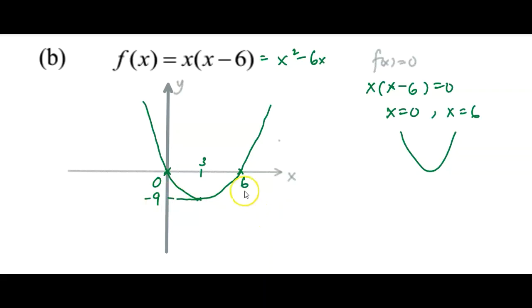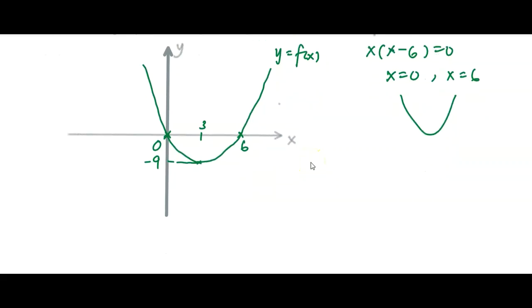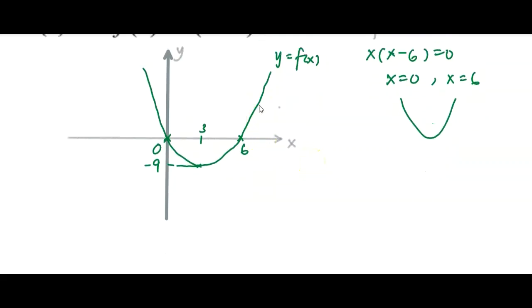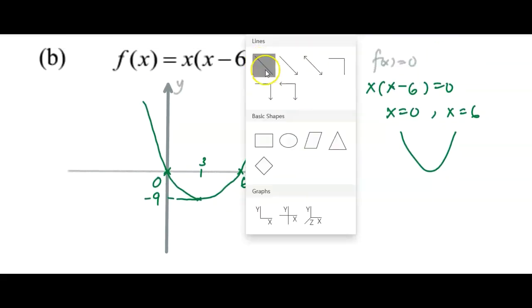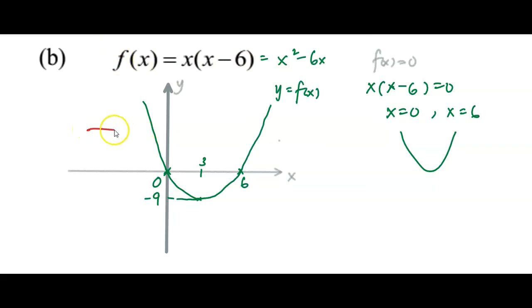You can always check by completing the square. Then from the completing the square form, you can actually get this minimum point. Okay, so now you can just label this as your y equals f(x). Having this horizontal line test, we're going to sketch any horizontal line. Just putting any horizontal line on your graph shows that it passes through the graph at 2 points.